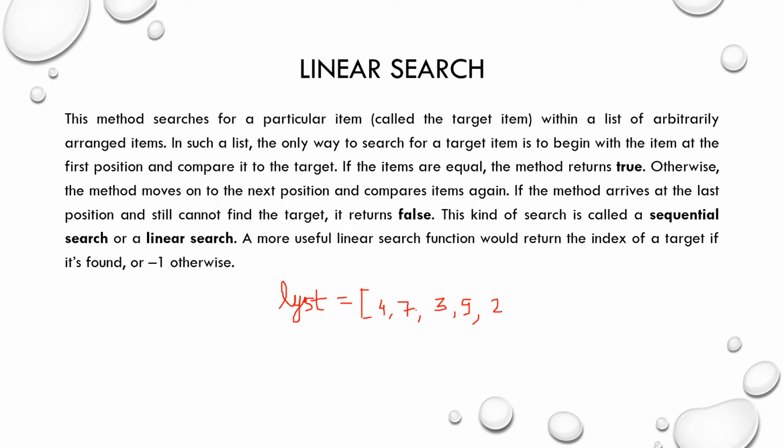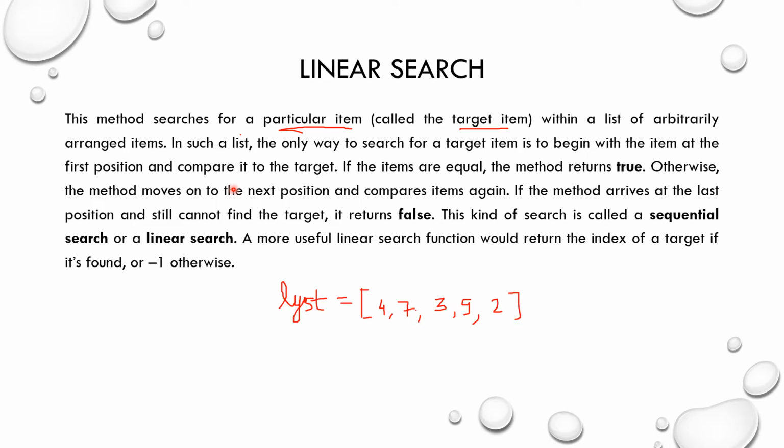Okay, what they are saying is that we are searching for a particular item, which is known as the target item, from the list of arranged items. In such a list, the only way to search for the target item is to begin with the item at the first position and compare it to the target. That is, start from the first position and compare it to the target.